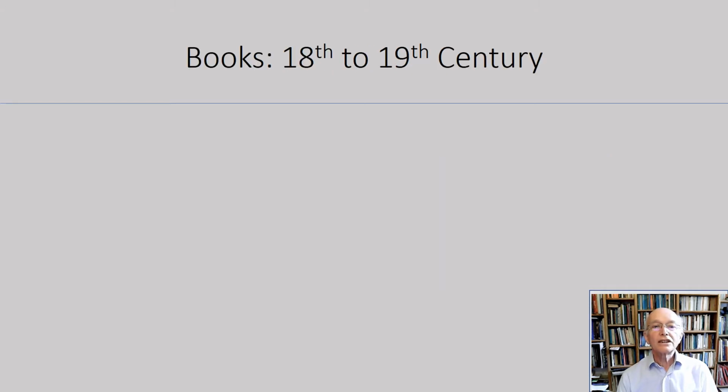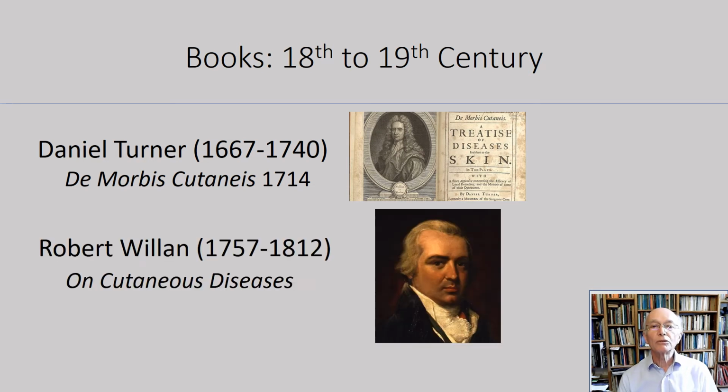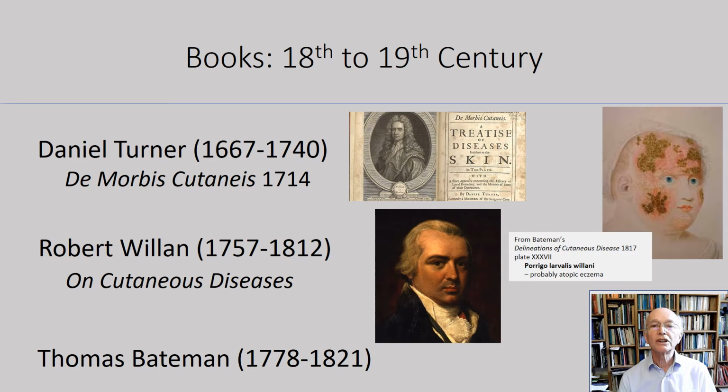Let's turn to the 18th and 19th centuries in Britain. Daniel Turner is regarded as the father of British dermatology, and some skin diseases of children are included. Robert Willan began a process of methodical description and systematic classification of skin disease, and this task was completed by his pupil, Thomas Bateman. Here is an illustration, probably in modern terminology, of atopic eczema from Bateman's Delineations of Cutaneous Diseases.